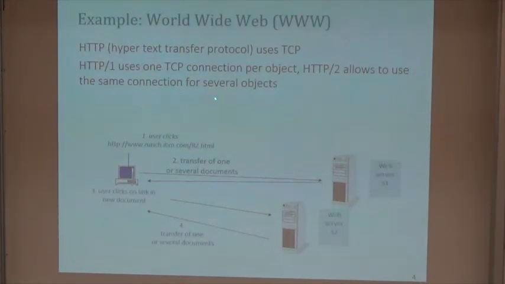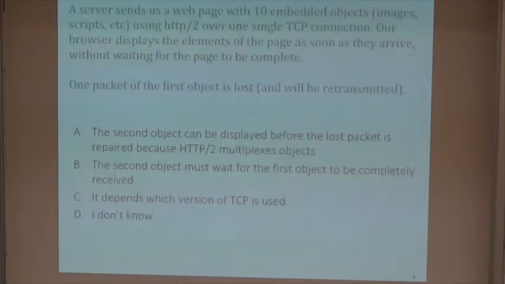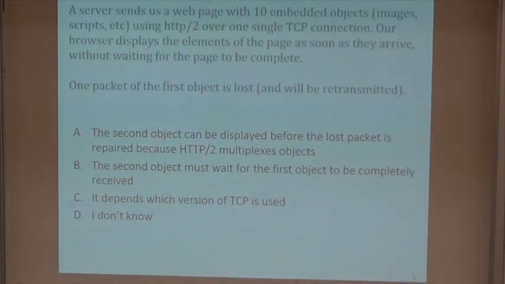It allows using the same connection for several objects. Now, if we use HTTP2, and one packet of the first object is lost, what will happen? I close the poll in 5 seconds. And the correct answer, unfortunately, is B.